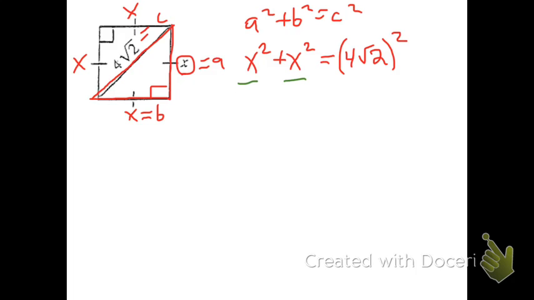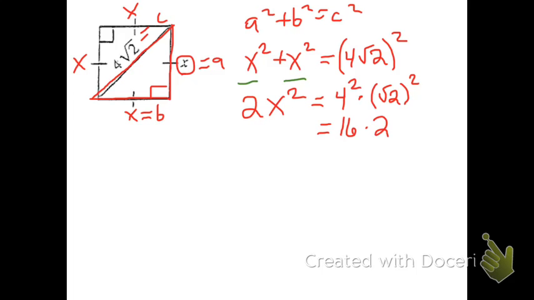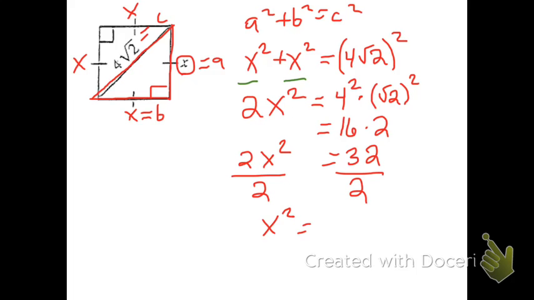Those are like terms, so I can combine them and rewrite it as 2x squared. 4 root 2 is going to equal 4 squared times root 2 squared. Well, 4 squared is 16, root 2 squared is 2, so 16 times 2 is 32. And then on the left side I still have 2x squared. So to get x squared alone, I'm going to first divide by 2. So I get x squared is 16, and then take the square root.